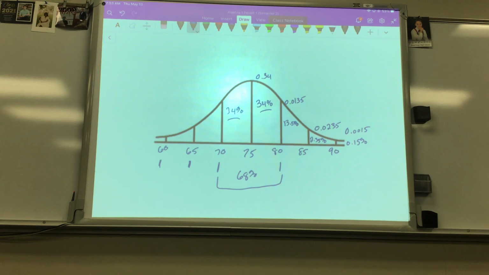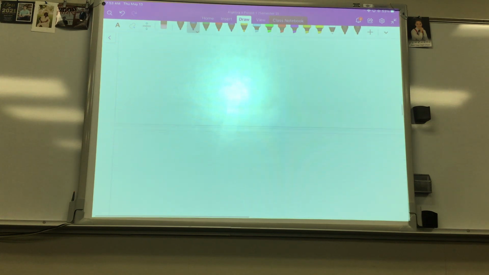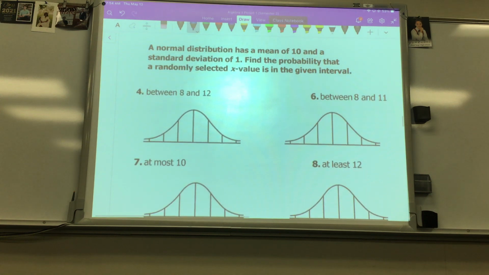So those are the types of questions we'll look at today. And then tomorrow, we'll start looking in between whole standard deviations, like 2.5 away or 1.5, and I'll have a table for you that will tell you those percentages.